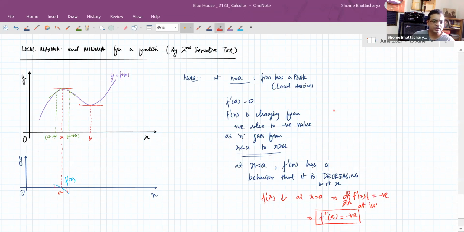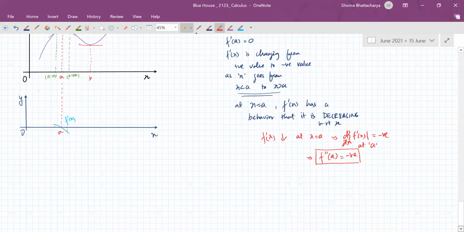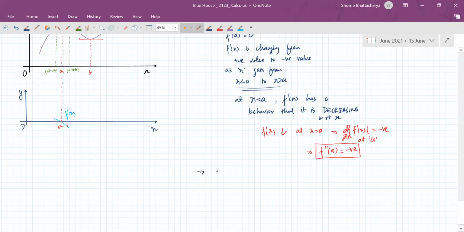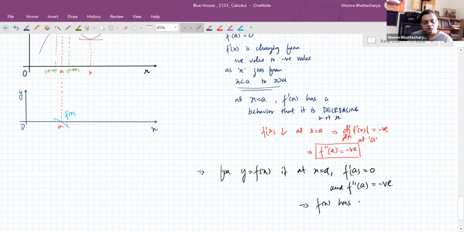So far what we have learned is that at a point of local maxima, the derivative is 0 and the second derivative is negative. What this is showing us in conclusion is that the second derivative is decreasing. Therefore, for y equal to f(x), if at the point x equal to a the derivative is 0 and the second derivative is negative, that means that the function has a local maxima at x equal to a.